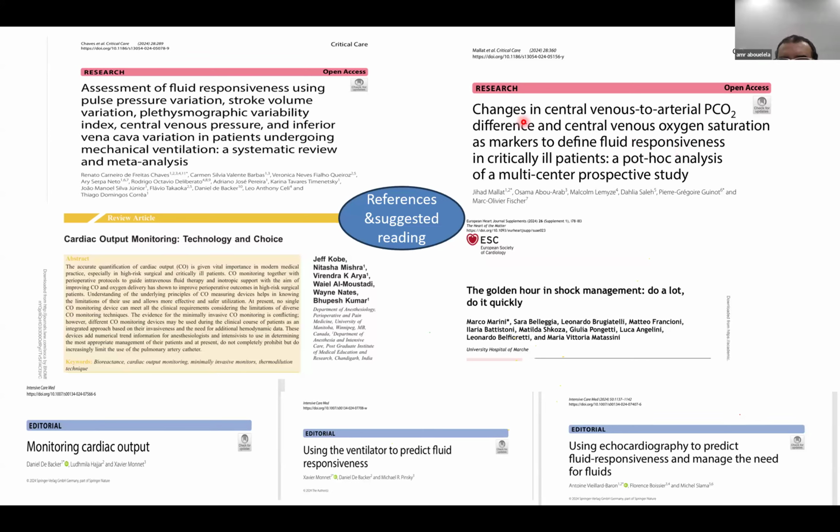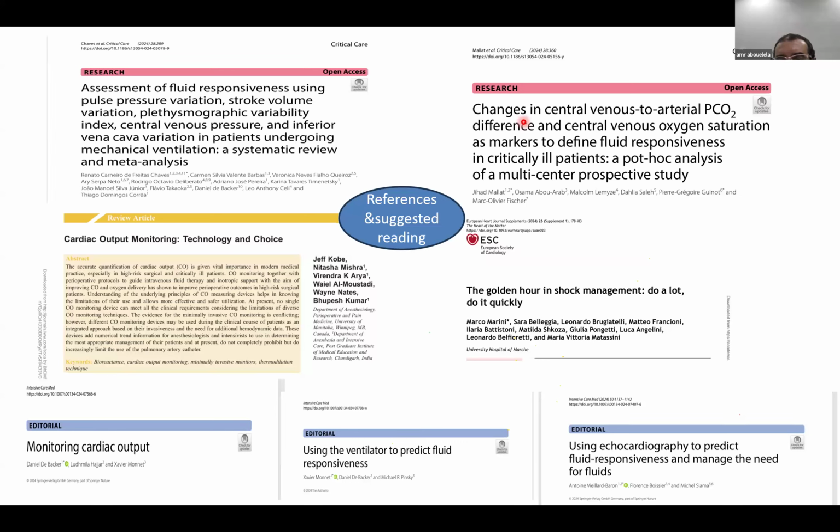And they are using here the PCO2 difference between the artery and vein before and after giving the fluid challenge to assess the response to fluid. And it's difficult to explain it now. It needs some time, but it's very interesting. And it can be a good replacement if you don't have all the tools.